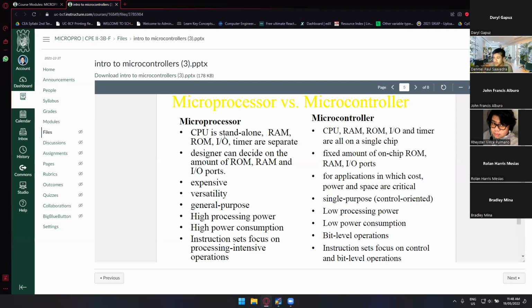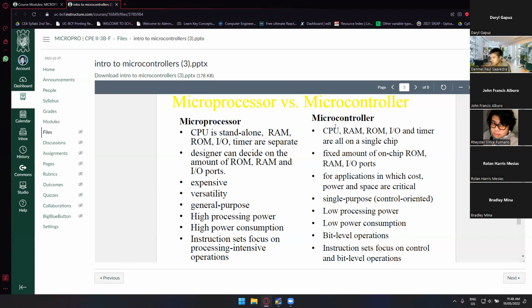And for the microprocessor, of course, this one is expensive, since as you already know, it's the CPU of the computer. And of course, this one is versatile. This one is made for general purpose, so it can do a lot of things. So just think of our computer as a general purpose device. It has high processing power and high power consumption. Instruction sets focus on processing intensive operations.